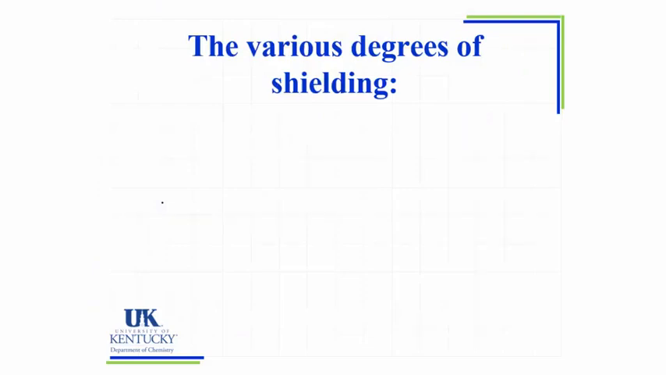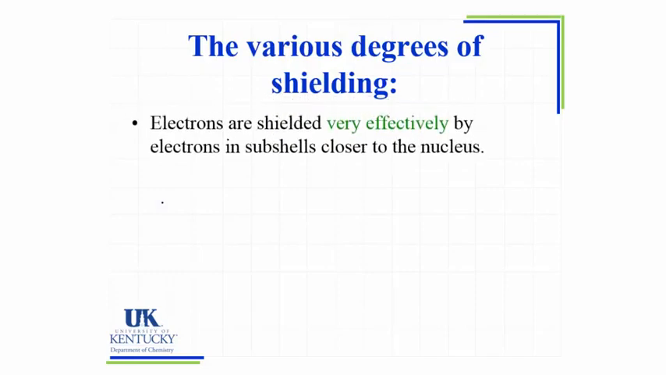So what kind of shielding are there? There are basically three degrees of shielding that we're going to look at. The first one is electrons are shielded very effectively by electrons in subshells that are closer to the nucleus. So if we redraw the picture that I had drawn earlier, where we had the protons in the nucleus and we had an electron out here, if we have an electron between this electron and its nucleus, this electron here is very effective at shielding the outer electron from the nucleus.